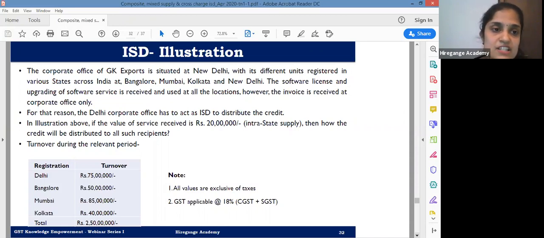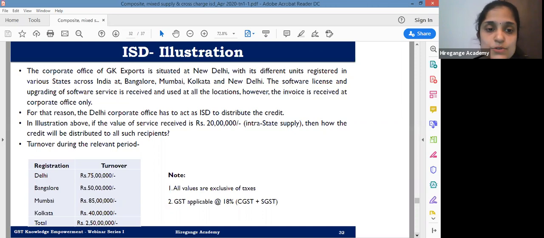Coming to the ISD, one illustration also, which I have given here. I will just take you through this particular illustration. The corporate office of GK Exports is situated at New Delhi with different units which are registered in the various states across India at Bangalore, Mumbai, Kolkata and New Delhi. The software license and upgradation of software service is received and used at all locations. However, the invoice is addressed to or received by the corporate office. So the corporate office in this particular example is acting as ISD. So it is taking a registration as ISD to distribute the credit.